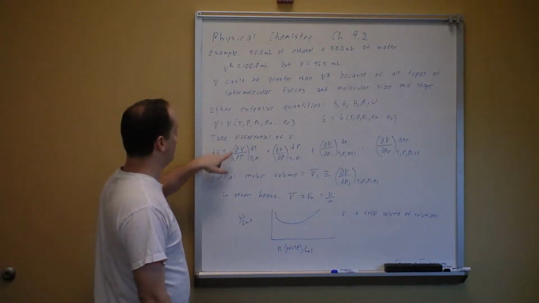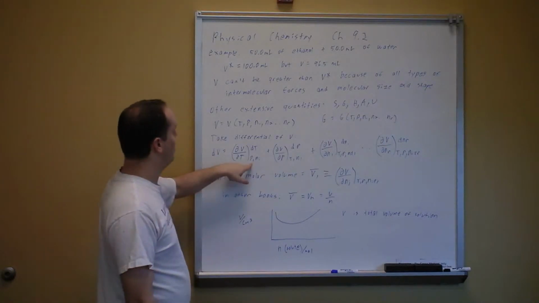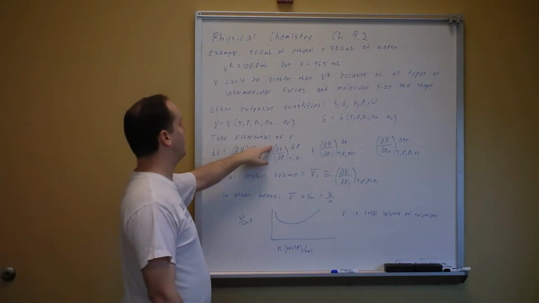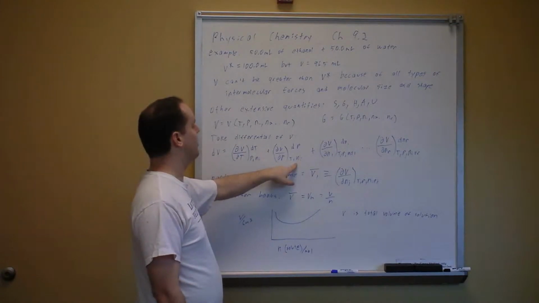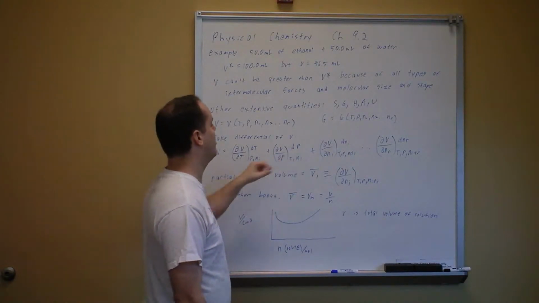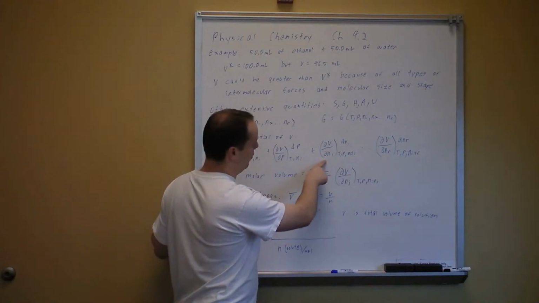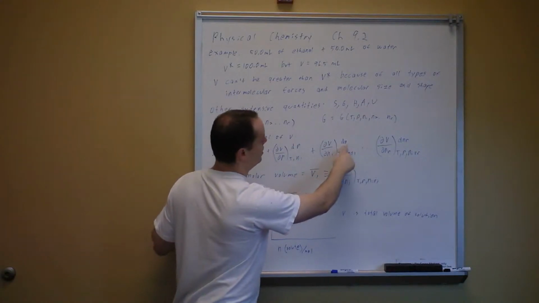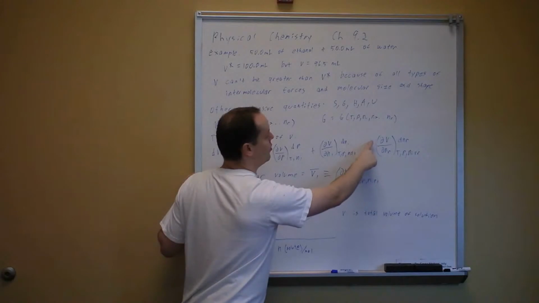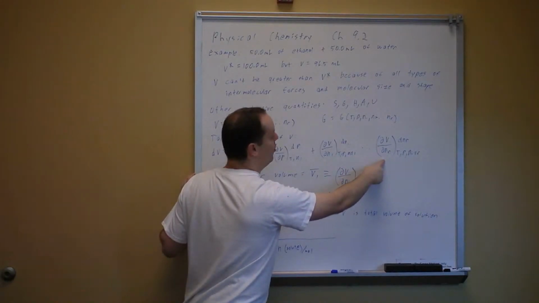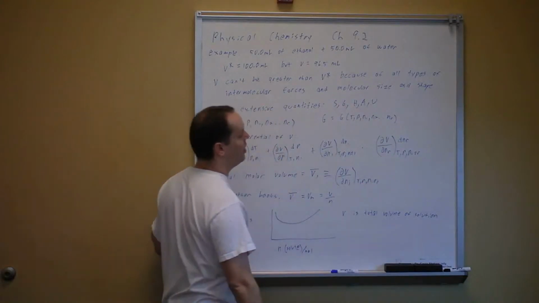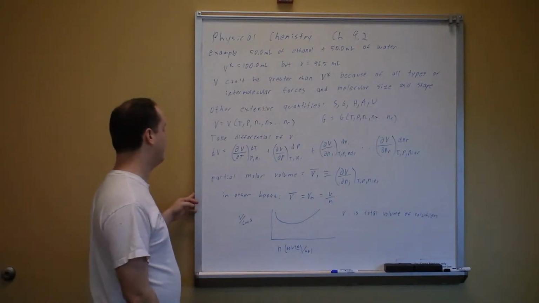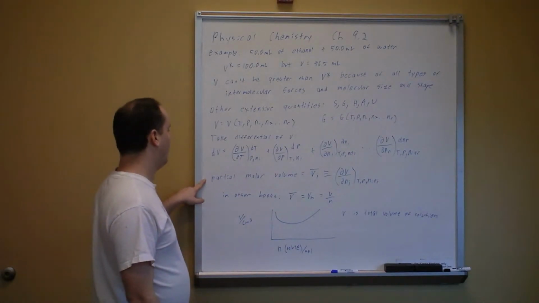Then the differential of volume is going to be equal to the derivative of volume with respect to temperature, holding pressure and all the different substances constant, times the differential of temperature, plus the derivative of volume with respect to pressure, holding temperature and all the different substances constant, times the differential of pressure, plus the derivative of volume with respect to substance 1, holding temperature, pressure, and all other substances constant, times the differential of substance 1, etc., all the way to the derivative of volume with respect to the number of moles of substance R, holding temperature and pressure and all the other substances constant, times the differential of the number of moles of substance R.